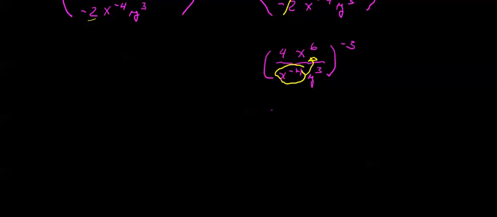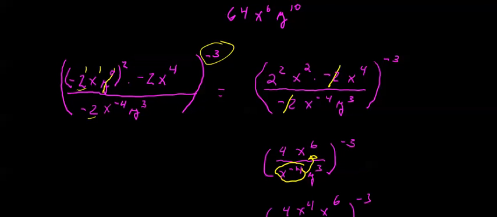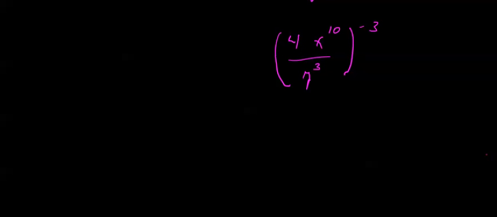So I have 4 x to the 4th, y to, x to the 6th, all over y to the 3rd, again raised to my negative 3rd power, and then 4 x to the 10th, y to the third raised to the negative third. All I've done is simplify it, little bit at a time, little bit at a time.